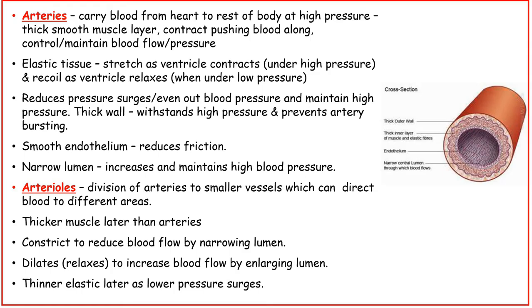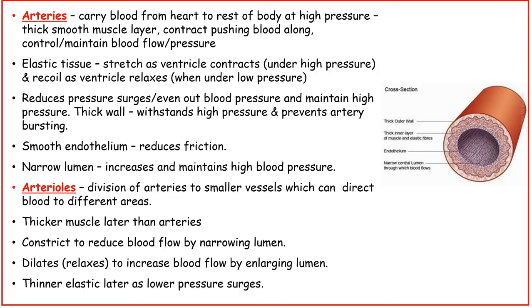They have a thick, smooth muscle layer which contracts, pushing the blood along, and controls or maintains the blood flow or pressure. Has elastic tissue to stretch as ventricle contracts under high pressure, and recoil as ventricle relaxes under low pressure. Reduces pressure surges even though the blood pressure, and maintain a high pressure. Thick wall withstands high pressure and prevents artery bursting. Smooth endothelium reduces friction. There is a narrow lumen which increases and maintains a high blood pressure.